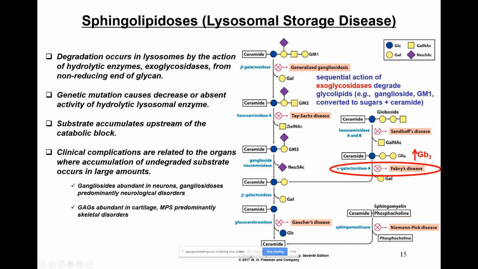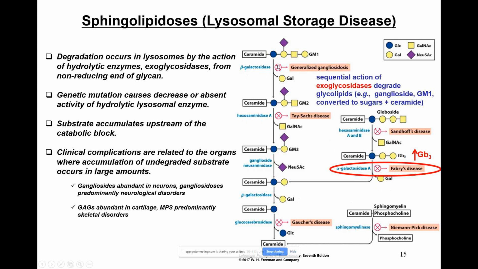Then the next exoglycosidase can act to remove an N-acetylglucosamine, the lactosamine. We have a neuraminidase that can remove the sialic acid, another galactose, the glucose, and then we're left with the ceramide. So this is a sequential process that occurs by the action of exoglycosidases. And so you can envision, if you have a deficiency of one of these enzymes, the substrate upstream of that enzyme will accumulate. So, for example, we'll go through Fabry disease. If we have a deficiency of that enzyme, this particular glycosphingolipid called GB3 will accumulate because we're missing that enzyme. And again, it's a sequential process for how we degrade it.